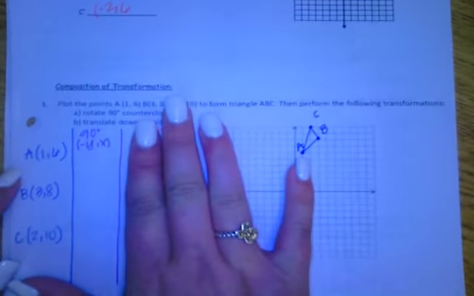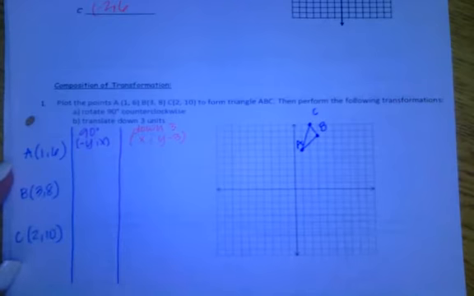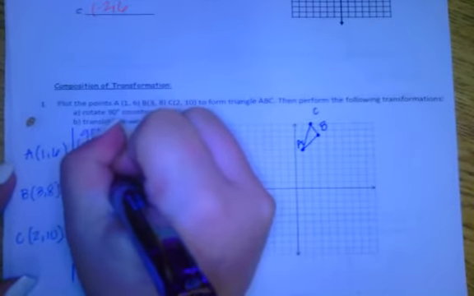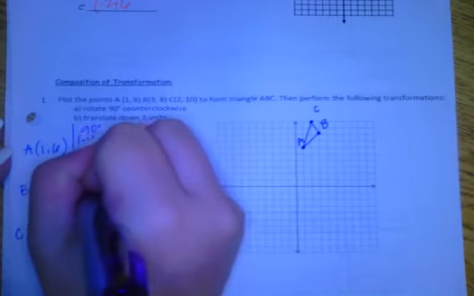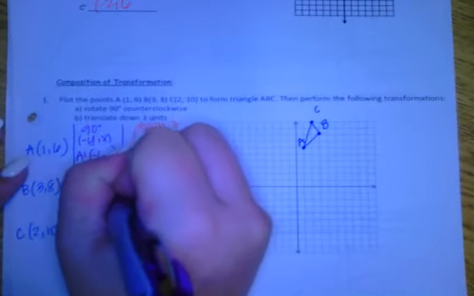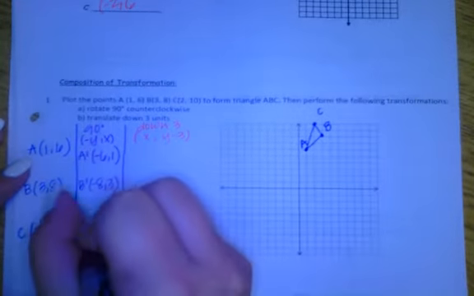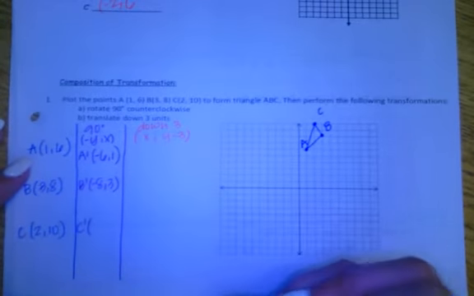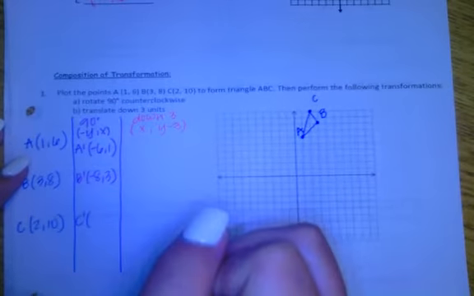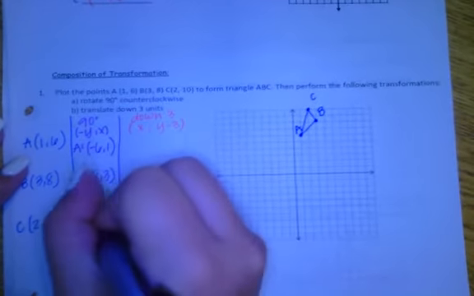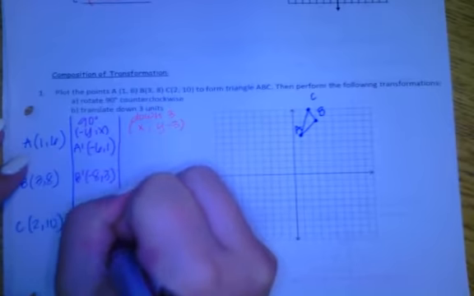Lena, what would A prime be? Negative 6, 1. Very good. Rajul, what would B prime be? Negative 8, 3. Mirna, what would C prime be? Negative 10, 2. Okay, so now plot those points.